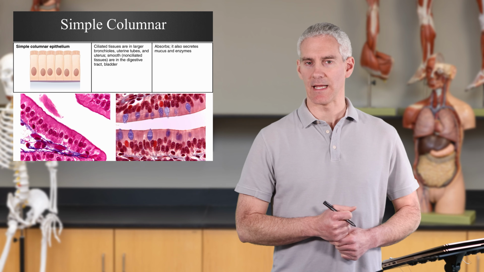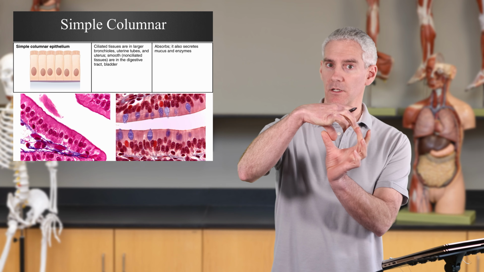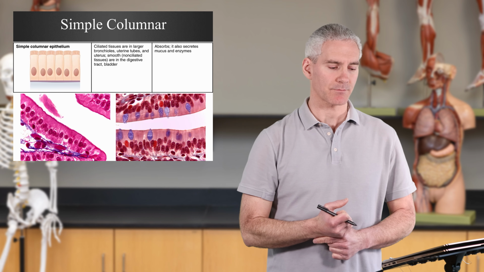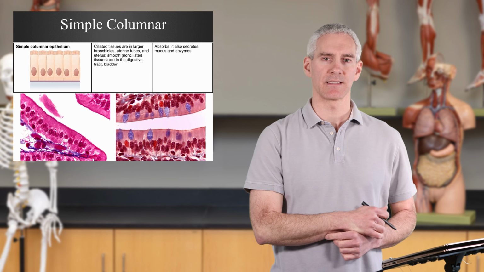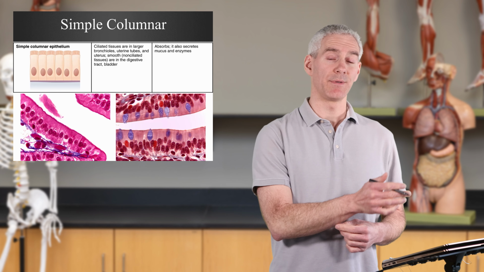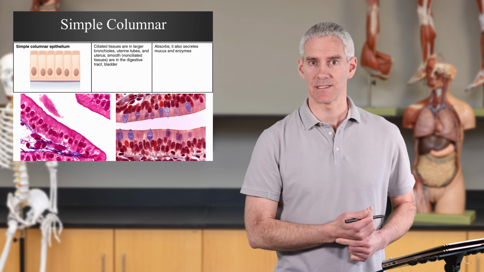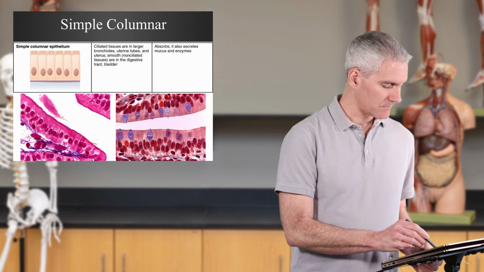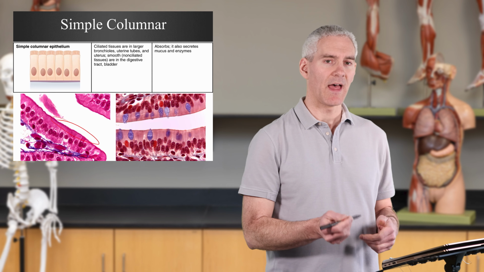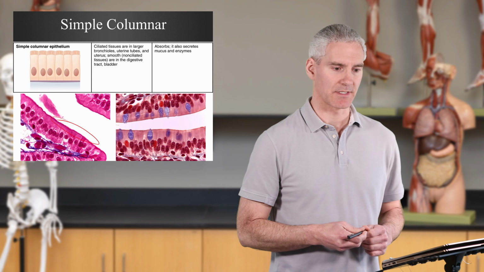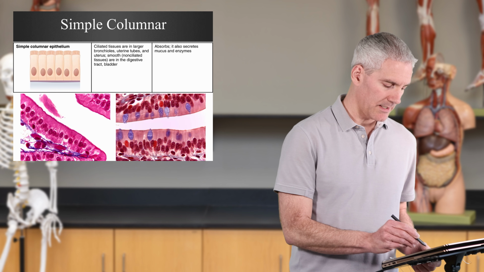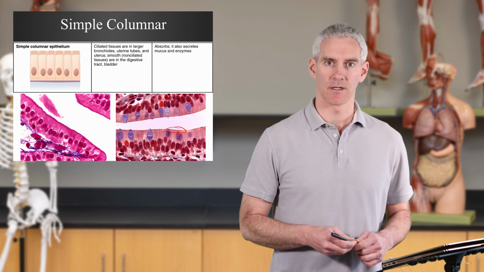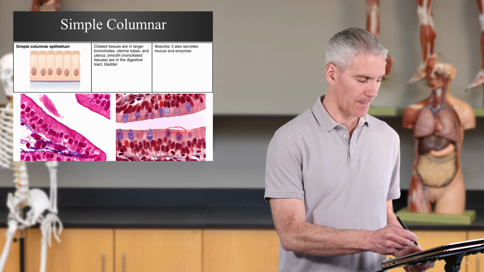Simple columnar epithelium. One layer, tall, column-like cells. There are two different examples of this one, because one is going to be ciliated and one is non-ciliated. In this one over here, if you notice, there's really nothing sitting there. That is going to be a non-ciliated variation. But over here, you can see the tiny little cilia protruding from the cell surface. That is a ciliated version.